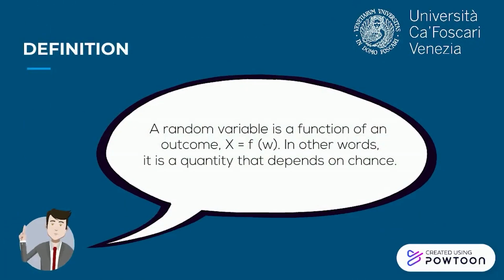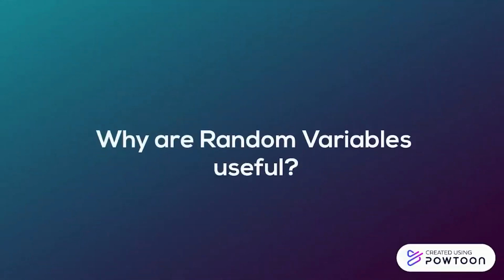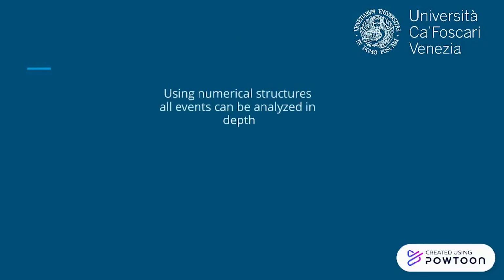To be formal, a random variable is a function of an outcome, x equals f. In other words, it is a quantity that depends on chance. When using numerical structures, the specific behaviors of different events can be analyzed in depth.